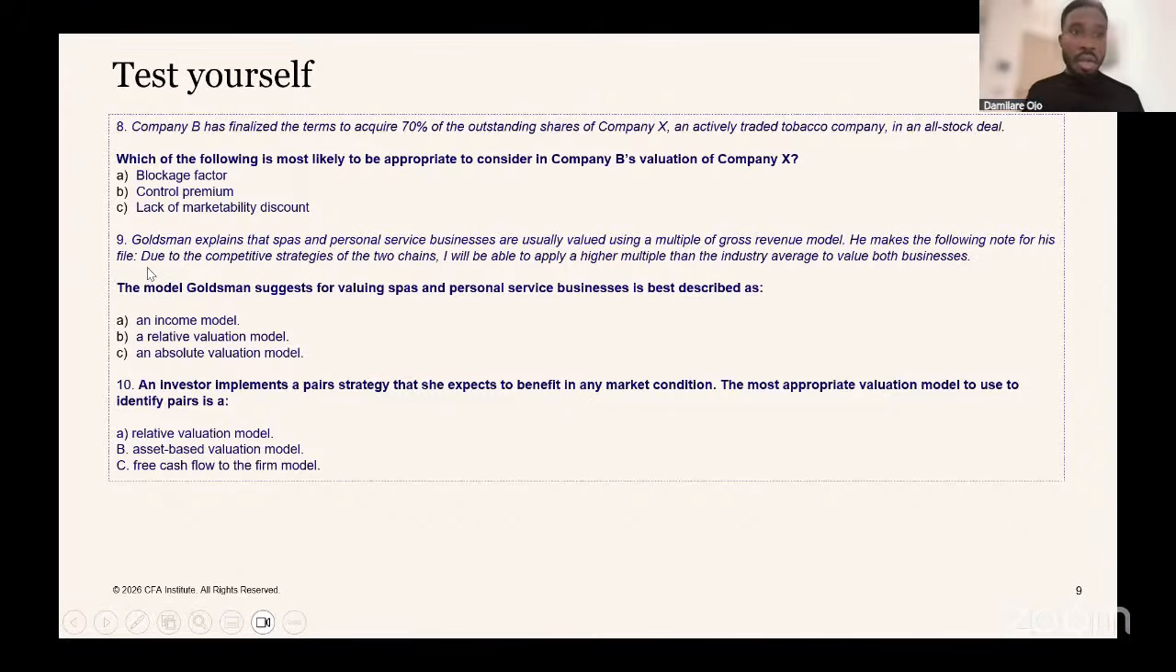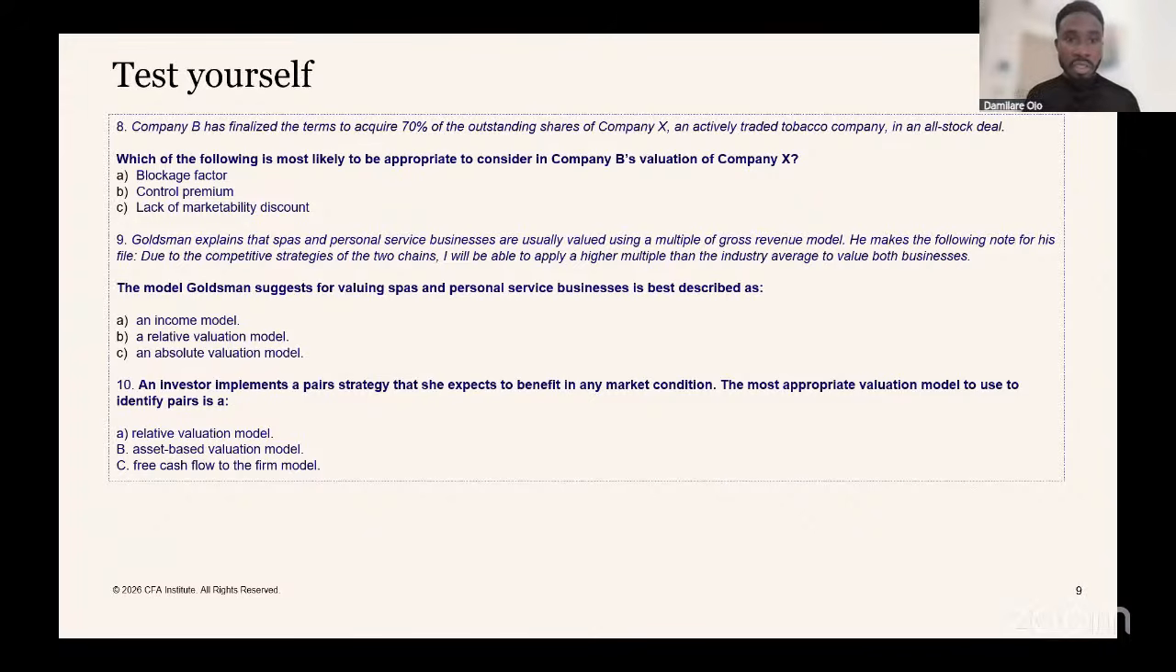Now, question 9. Goldsman explains that spas and personal service businesses are usually valued using a multiple of gross revenue model. He makes the following note for his file: due to the competitive strategies of the two chains, I will be able to apply a higher multiple than the industry average to value both businesses.